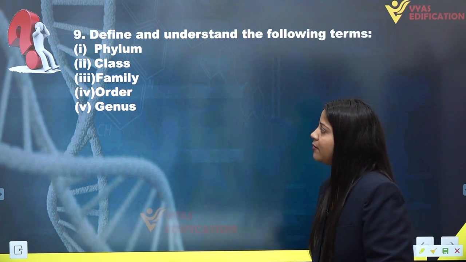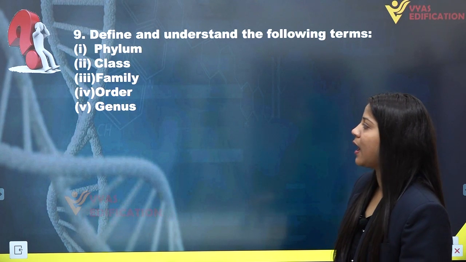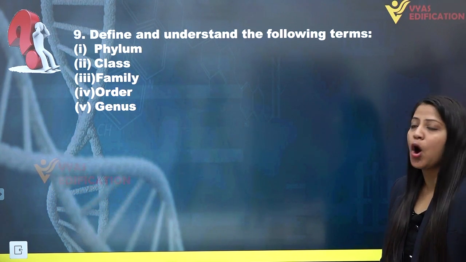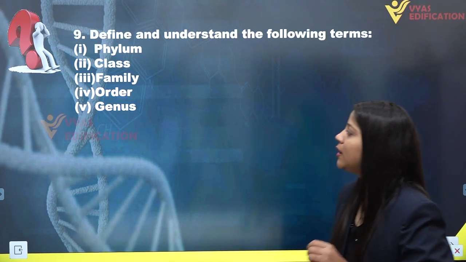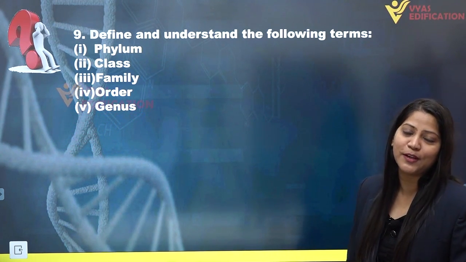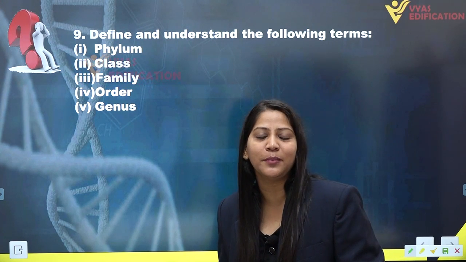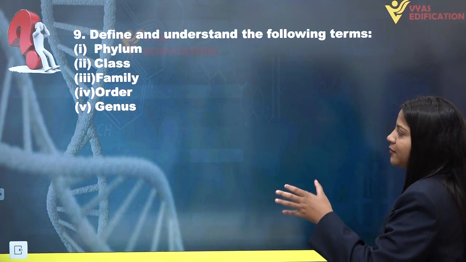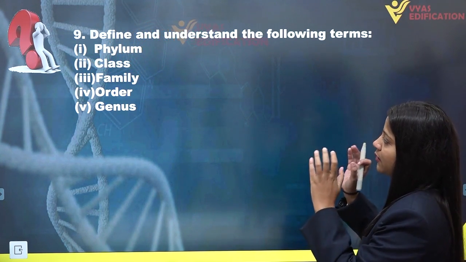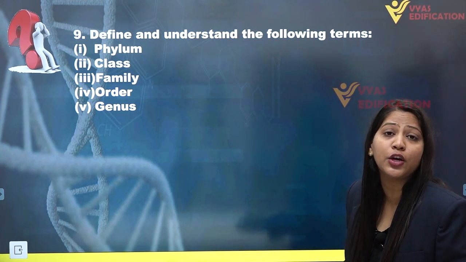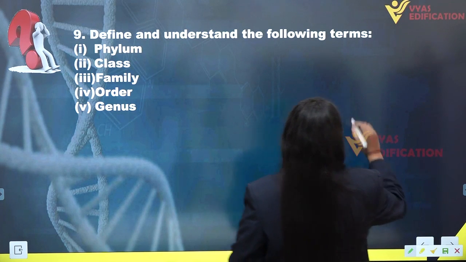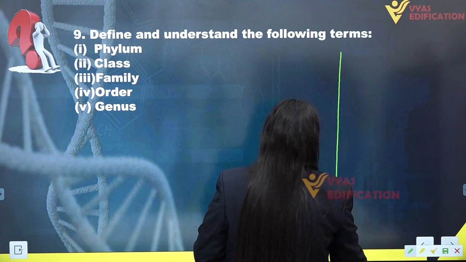First term which we have is phylum, second class, third family, order and genus. Now we have to define all these terms along with the examples to understand each and every term in detail. So to classify, to identify, to write the definition of all these terms, we need to write the hierarchy of a classification.